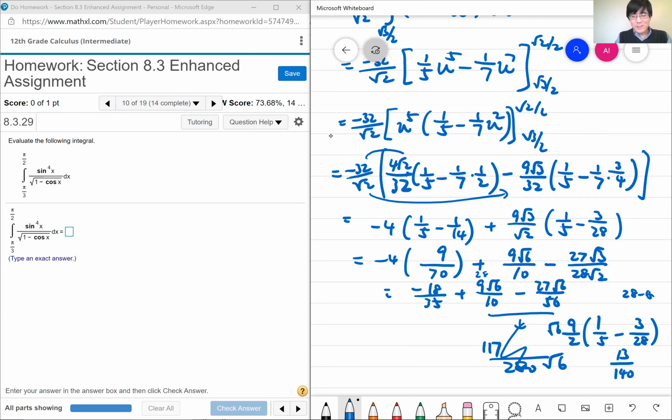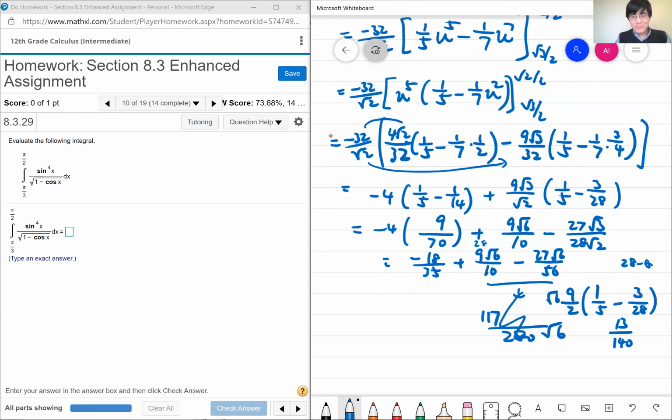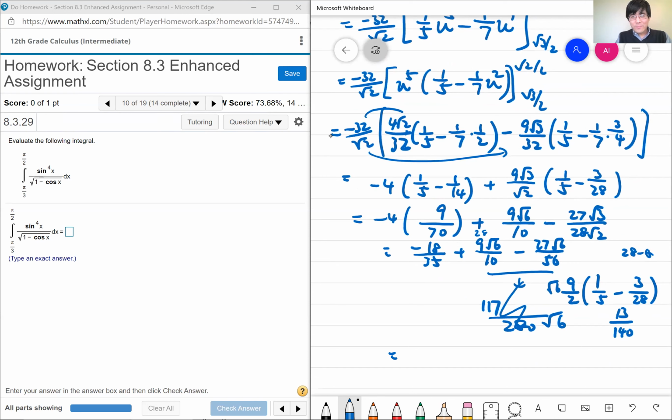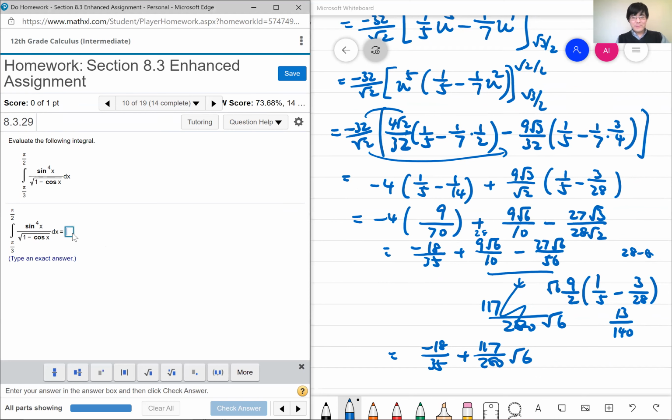So kind of messy here, but the answer is negative 18 over 35 plus 117 over 280 square root of 6. That was wrong. It's going to be like this.